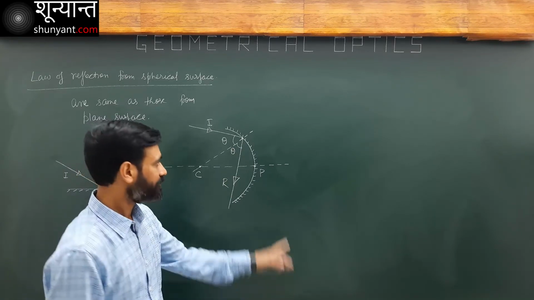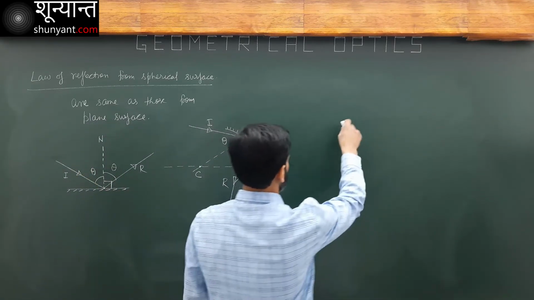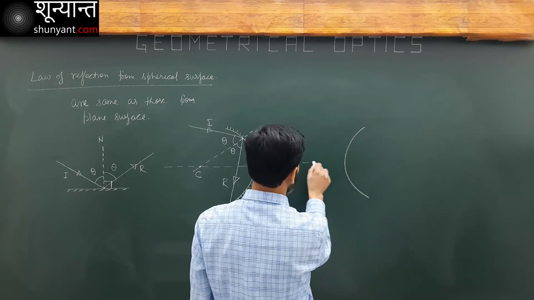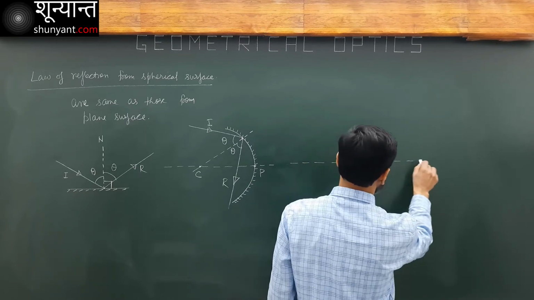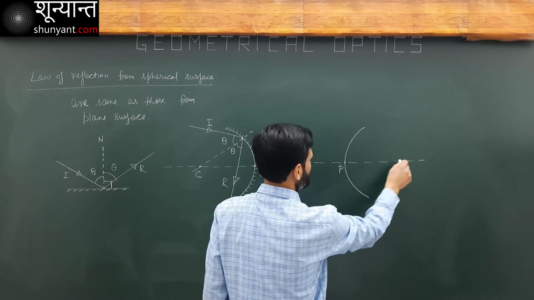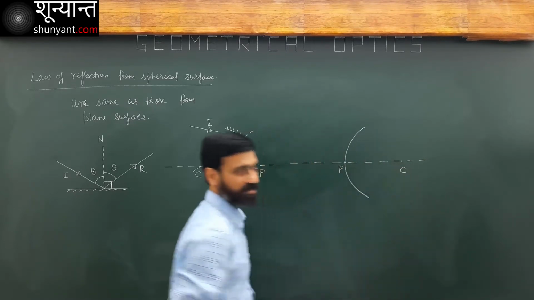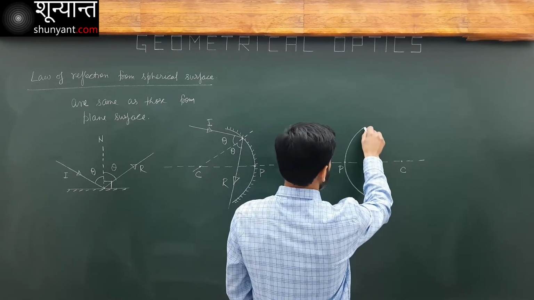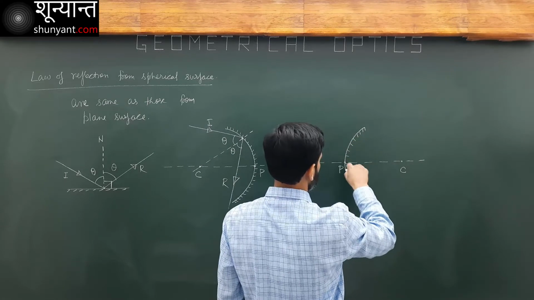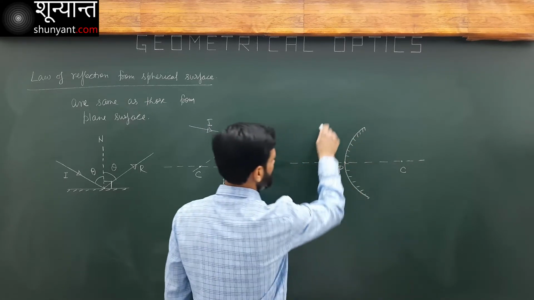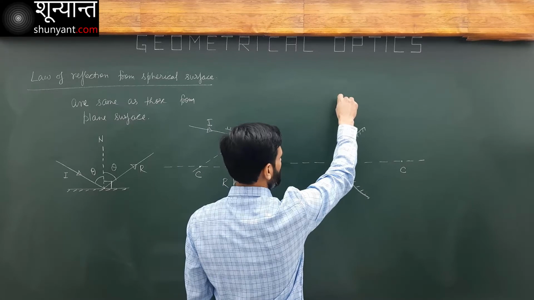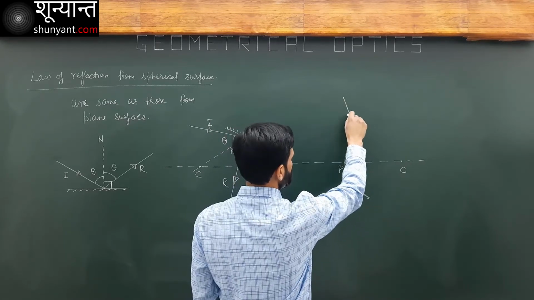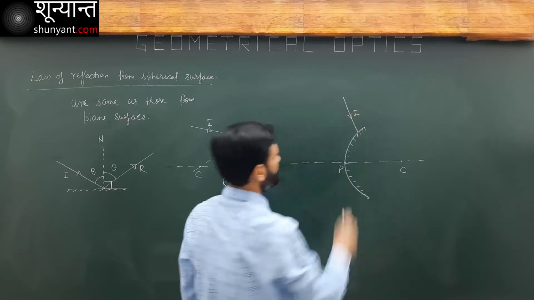Now, same thing we can do for convex mirror also. This is my convex mirror. This is pole. Let's say that this is my center. Pole and center, focus will be in between. Now, this is a convex mirror. Let's say that light is incident like this. That's how the light is incident. This is my incident light.